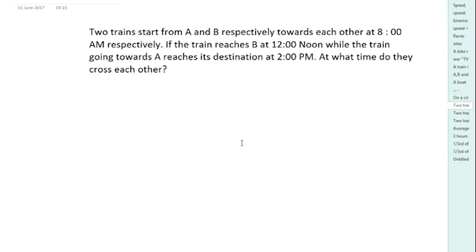Next question. Two trains start from A and B respectively towards each other at 8 a.m. If the train reaches B at 12 noon while the train going towards A reaches its destination at 2 p.m., what time do they cross each other?